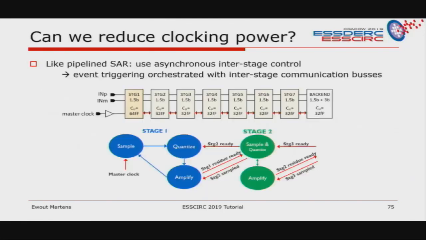Then the question is, can you reduce the clock distribution? Yes, you can, by looking at what we did in pipeline SAR ADCs. They have asynchronous operation, but you can also use asynchronous operation for a complete pipeline ADC. So basically, within each stage you have a sampling, quantize, and amplify operation, and you need signals like a ready signal to communicate between stage 1 and stage 2, so that you can dynamically adjust it, and you don't need to distribute synchronous clocks all over the chip.